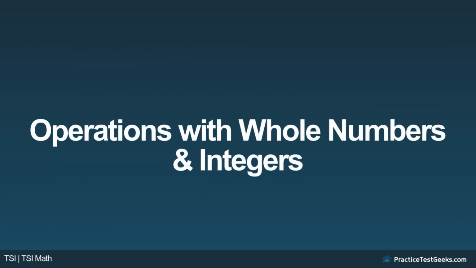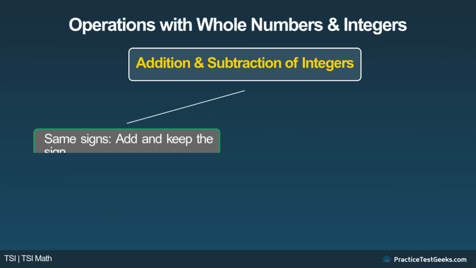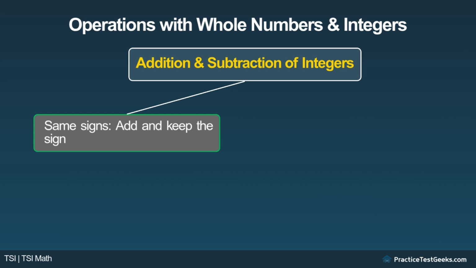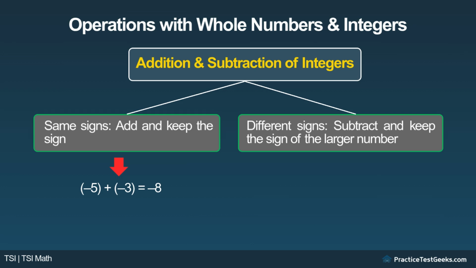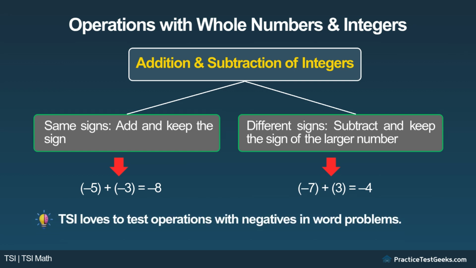Operations with whole numbers and integers. 1. Addition and subtraction of integers. Same signs. Add and keep the sign. -5 plus -3 equals -8. Different signs. Subtract and keep the sign of the larger number. -7 plus 3 equals -4. TSI loves to test operations with negatives in word problems.